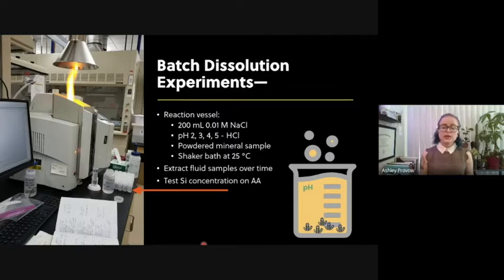The reason why we're looking at silica is because the release of silica from the phyllosilicate structure is deemed to be the rate limiting step when it comes to the dissolution of these minerals. So if we see this in solution, we know for a fact that this mineral is dissolving, and we can calculate a dissolution rate based on that information.